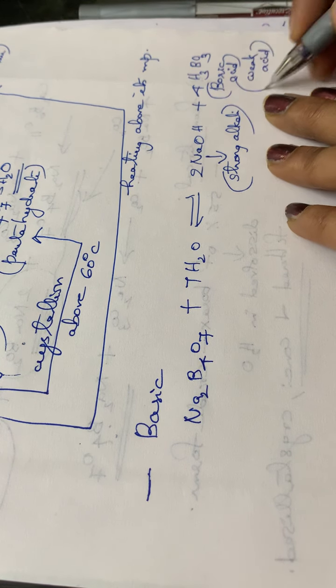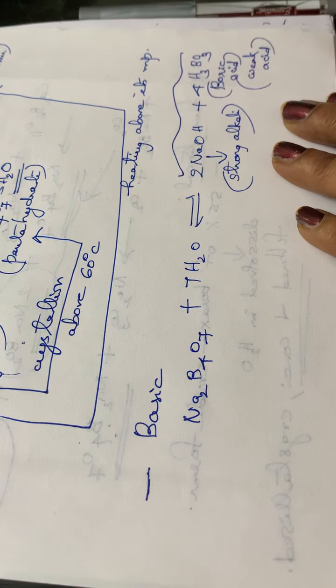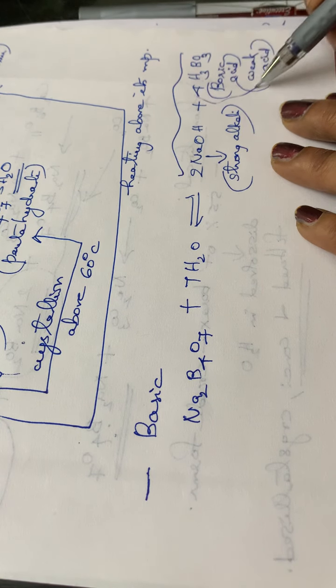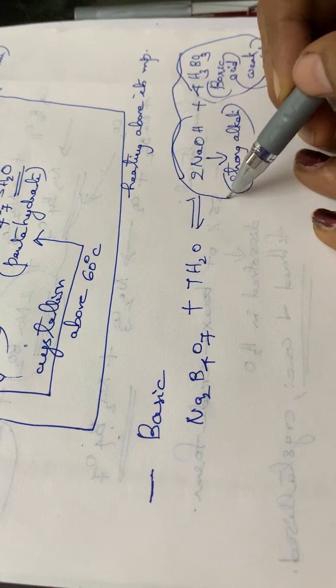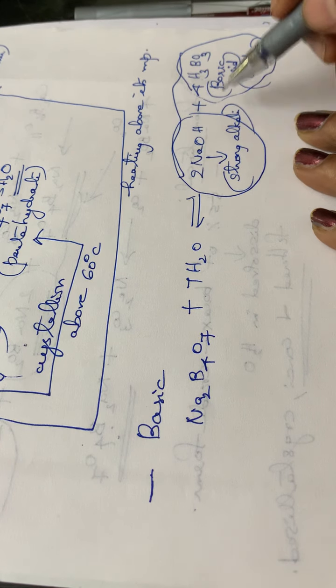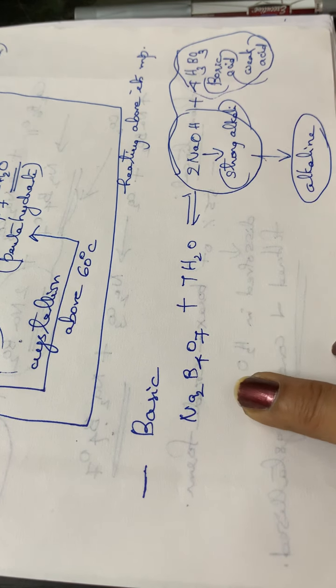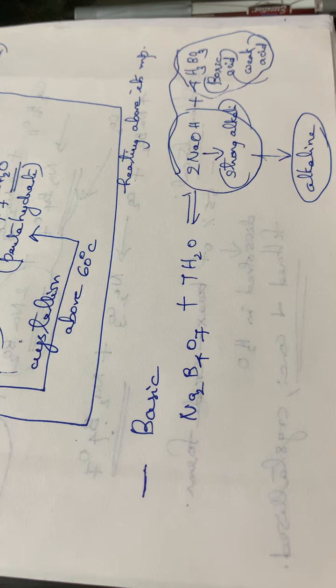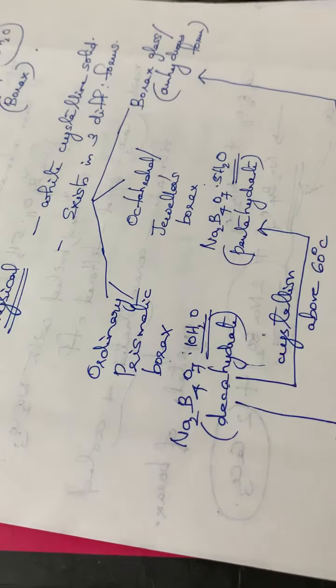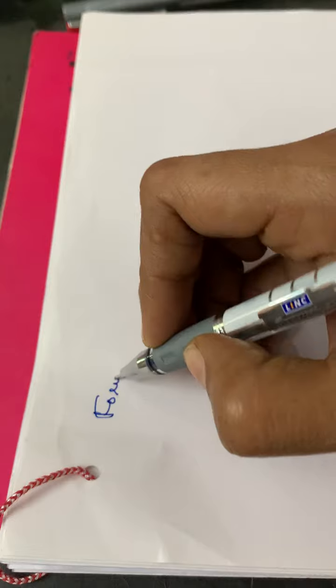So what about the pH of the resulting solution? Boric acid is a weak acid, but the alkali is a stronger one, so the resulting solution will be alkaline. So we can say that borax is basic or alkaline in nature. Then the next reaction, that is the formation of metaborates.